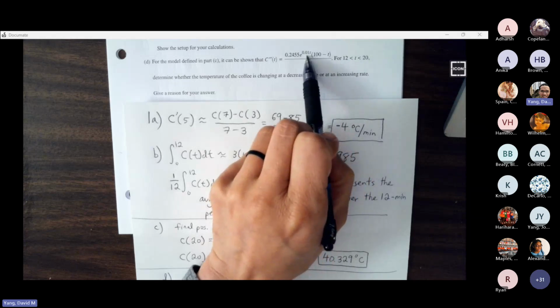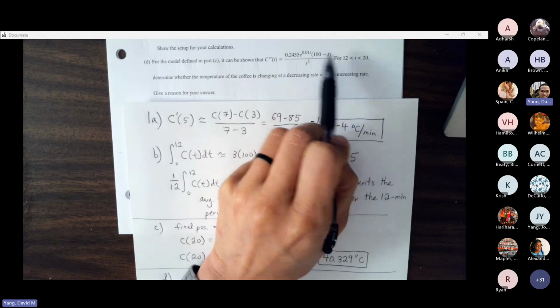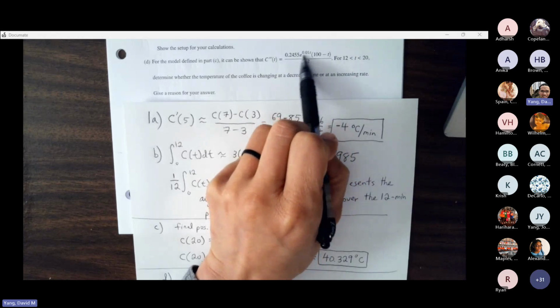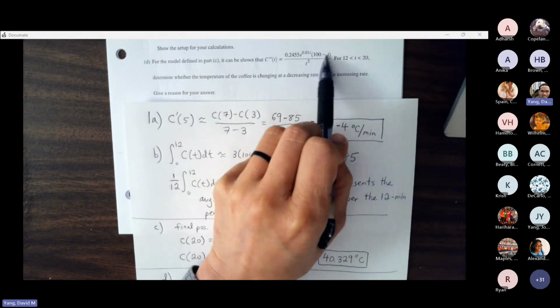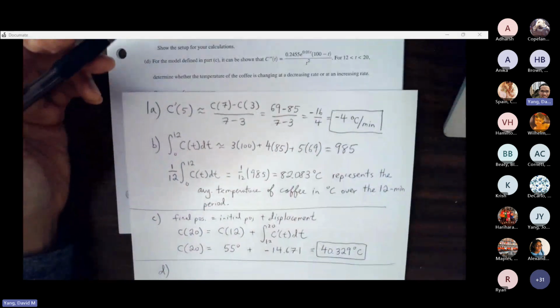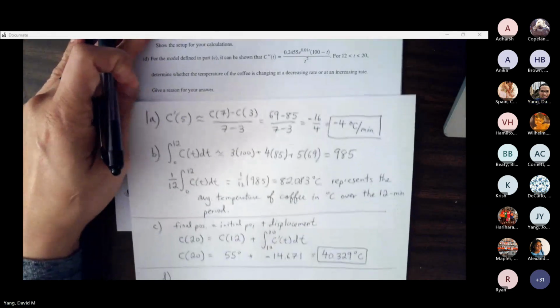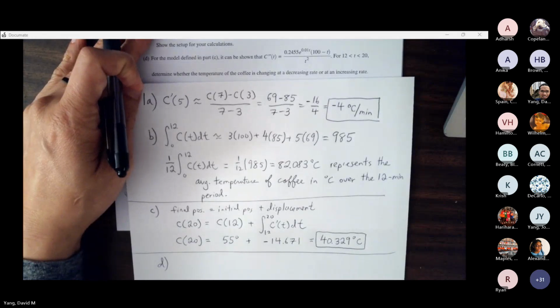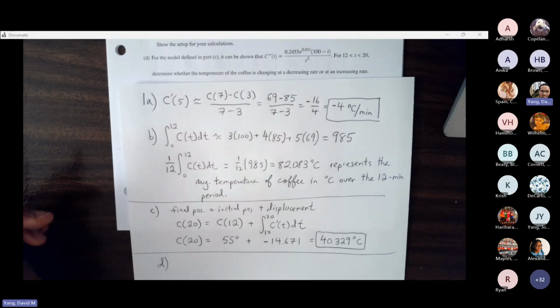And you can also imagine too, right? You don't even have to plug it in with your calculator. You can just tell that, well, 20, this is always going to give me positive. E raised to anything is always positive. 100 minus 12, 100 minus 20, that's also positive. So this whole thing is positive. So because my C double prime of t is always positive, I can say that the rate of change of coffee is increasing, or is changing at an increasing rate.